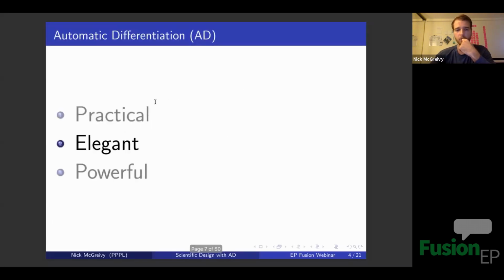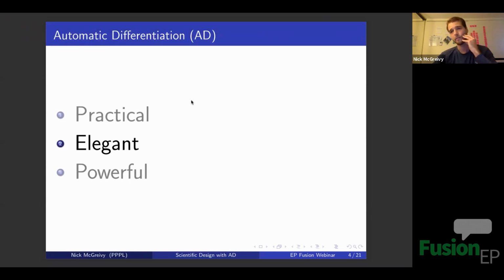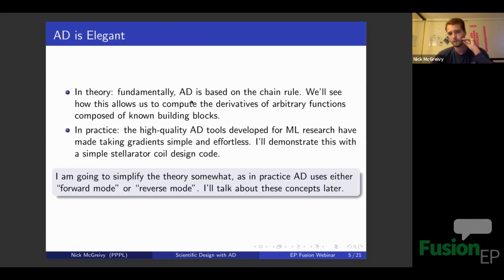Cool. So this is part one of the talk. Now, in part two of the talk, I'll get into how AD is elegant, both in theory and in practice. Hopefully, this is the part that I want you guys to understand, so feel free to ask questions. We'll see how AD is elegant in theory in the sense that it's based fundamentally on the chain rule, and how this allows us to compute the derivatives of arbitrary functions using known building blocks. And then we'll see how in practice the AD software packages have made performing automatic differentiation really effortless and simple. And I should have cut out this line.